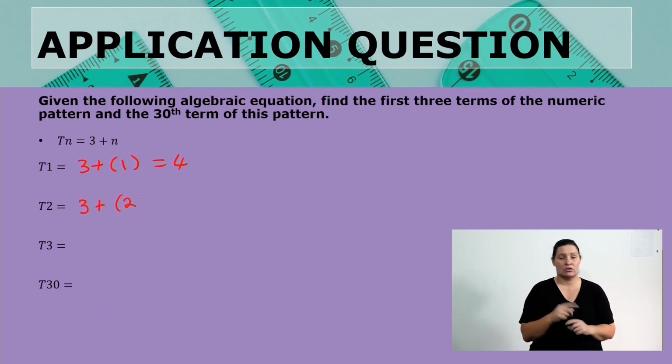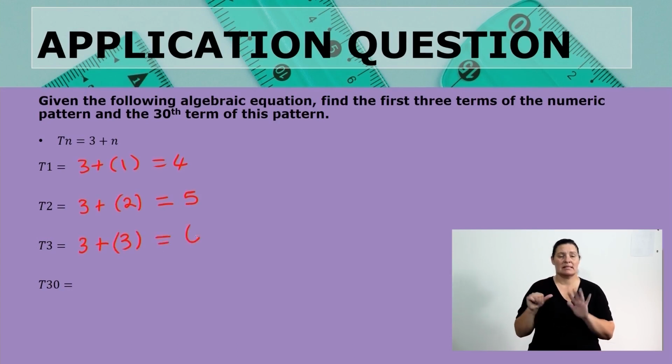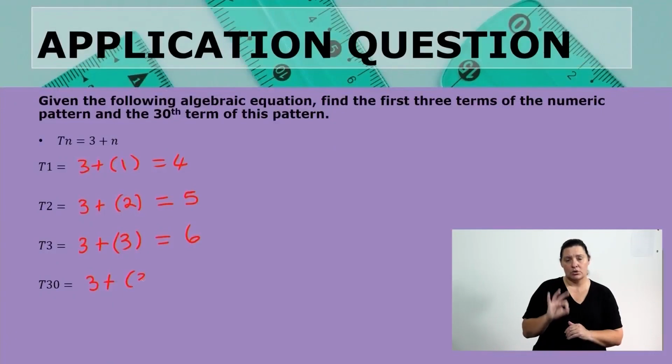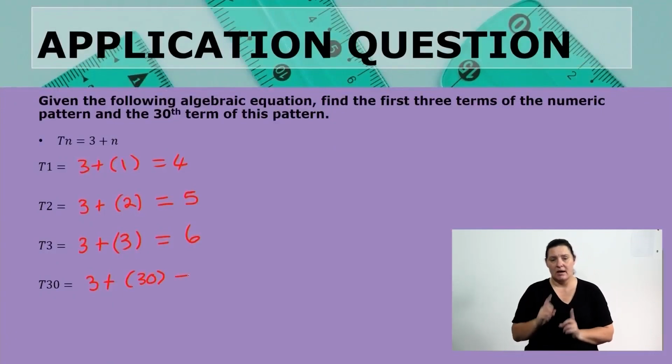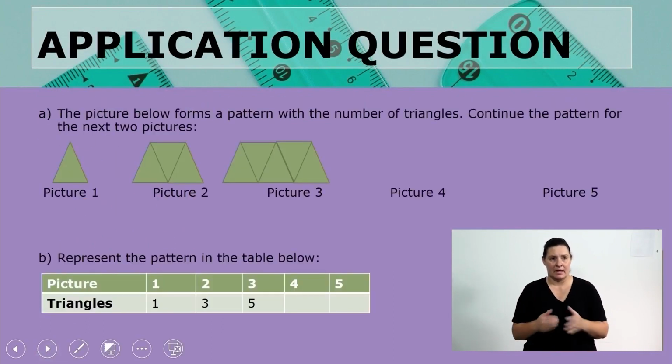3 plus 2 for the second term, and that is going to be a 5. And 3 plus 3 for the third term, and that is going to be a 6. It means my pattern is 4, 5, and 6. Then we have the 30th term, which is going to be 3 plus 30, and that is going to give us a 33. Let's move on to the next one.